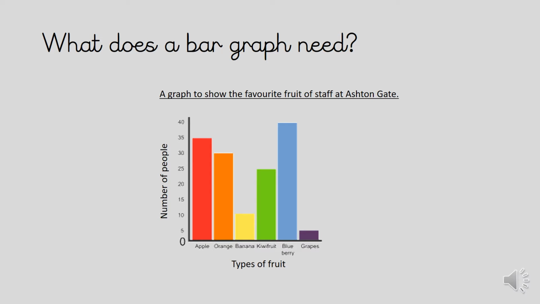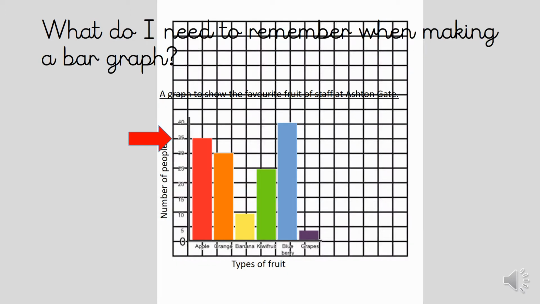Now, we also need a title. It helps to explain what the data is showing and makes it much more meaningful. That's often missed out, those few things, so do remember to label your axes and to label your bar chart as well. Give it a title.